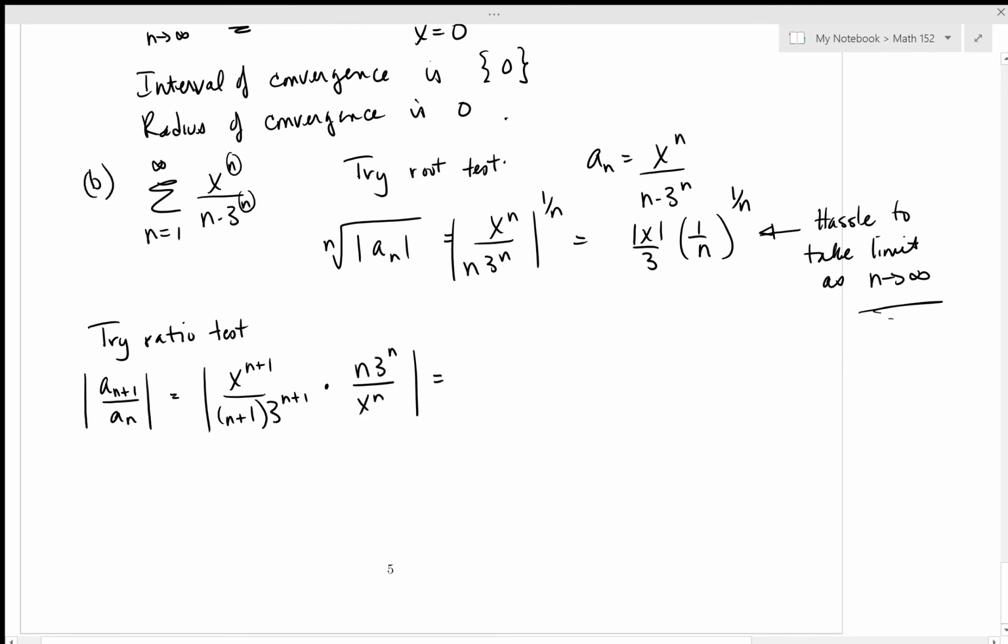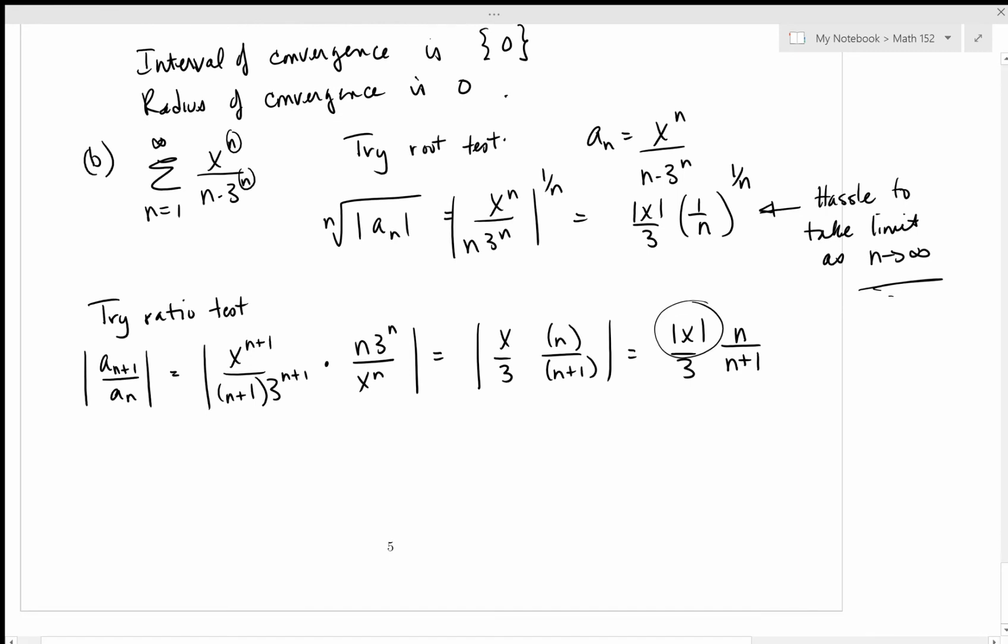And then I do my algebra on this: x over 3 times n over n plus 1, and then caution with these absolute values. Okay, so that's the absolute value of x over 3 times n over n plus 1. n is positive, 3 is positive, n plus 1 is positive, but x could be positive or negative, so we cannot just remove the absolute value signs. Those absolute value signs must stay on here. So now I'm going to take that limit.